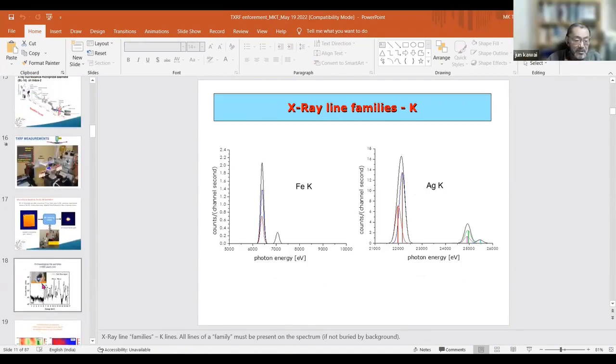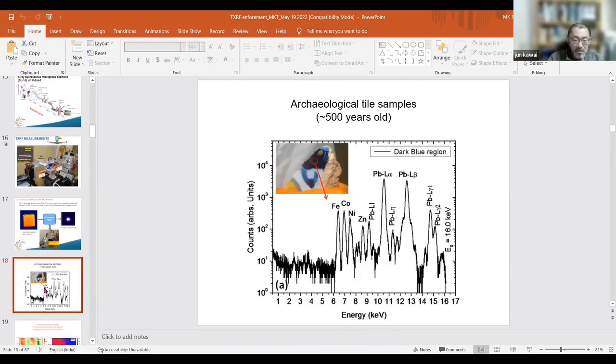It's a 500-year-old tile. It's a tile spectrum of 500 years old. Yes, this one. So this one, okay. Yes, Pb L alpha is a little bit stronger than Pb L beta. So alpha, it's very strange. Yeah, it's my question. Yeah, I understand.